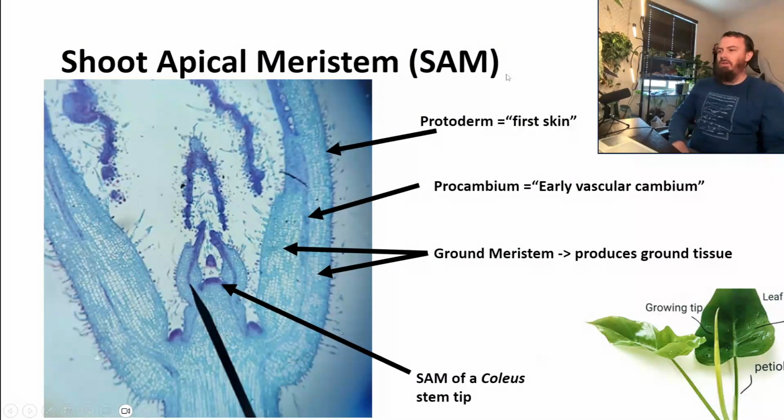So here's our shoot apical meristem. This is the stem of a coleus stem tip. When I'm saying stem tip, think about, we look at this plant here, this little growth that's happening here. Think about the tip of that. That's what you should be thinking about when you're talking about shoot apical meristem, the tips of those growing shoots.